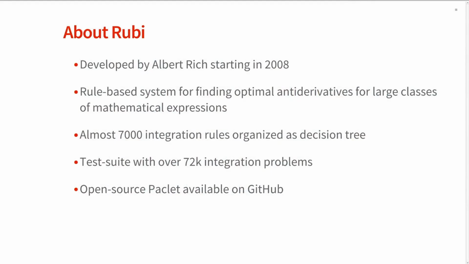Ruby is the work of Albert Rich, and he started working on it in 2008. Ruby is a rule-based system for finding optimal antiderivatives for large classes of mathematical expressions. There are around 7,000 integration rules right now. They are organized as a decision tree to find the antiderivative. There's a test suite that contains over 72,000 integration problems to test basically the system. And all this is open source and available on GitHub.